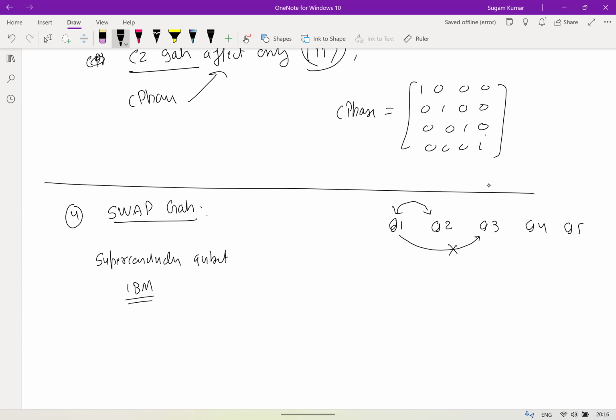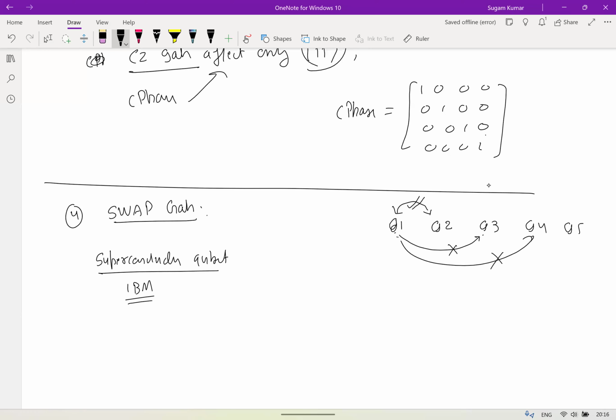This is not a problem in the ion trap, but in superconducting qubit platforms, I can only apply a gate on neighboring qubits. If I want to entangle, let us say, Q1 and Q3, I cannot do it. If I want to entangle Q1 and Q4, I can't do it.